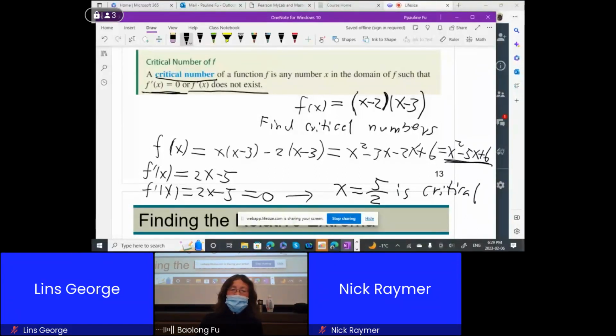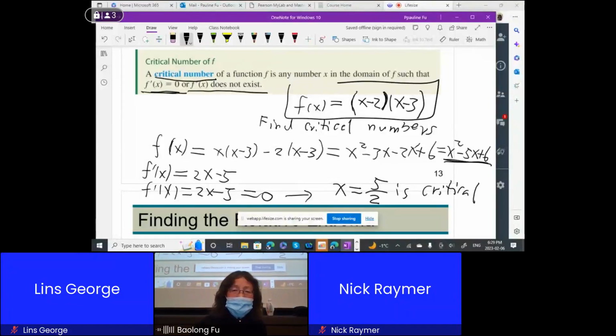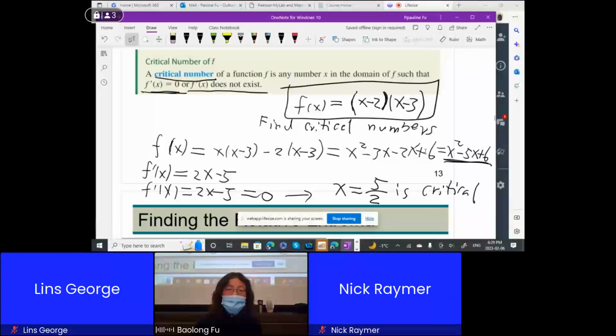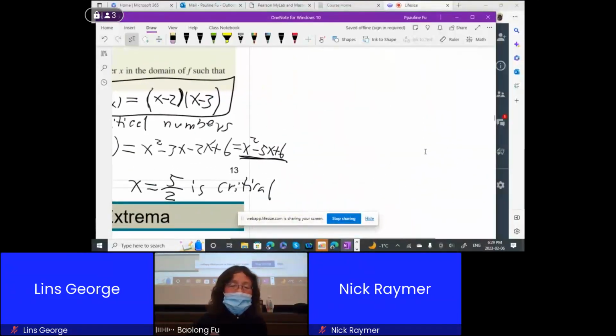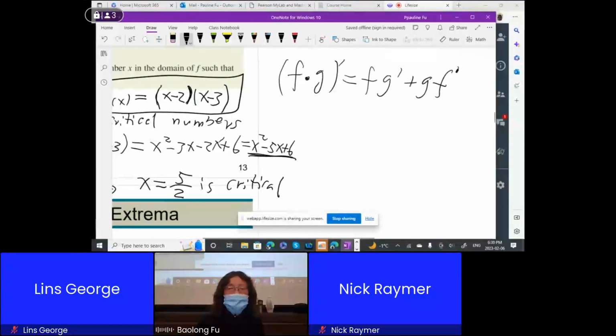This is just method 1. Method 2, use the product rule for the derivative of this expression. The product rule says for f times g, the derivative is f times g prime plus g times f prime. This is the product rule.